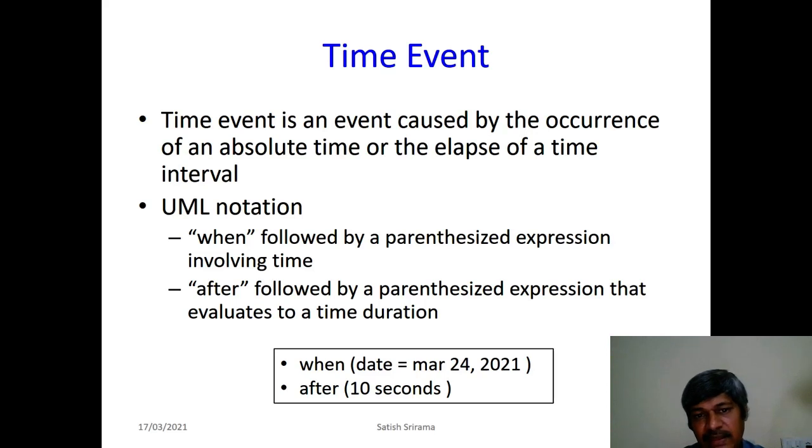Okay, or it can also be based on the elapse of a time interval. Say for example, after 10 seconds, or after 2 days, or something like that. Okay. So the UML notation for these sort of time events is basically when followed by a parenthesized expression involving the time. Say for example, here it is date is equal to March 24, 2021. Or after followed by the parenthesized expression that evaluates to a time duration. So after 10 seconds, after 2 days, something like that. So these are different types of events.